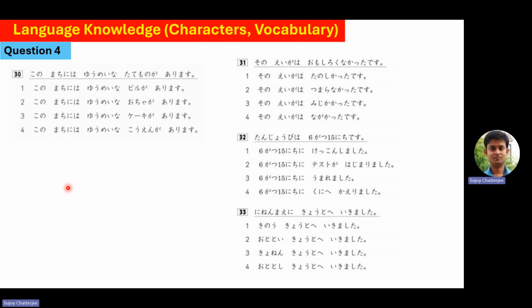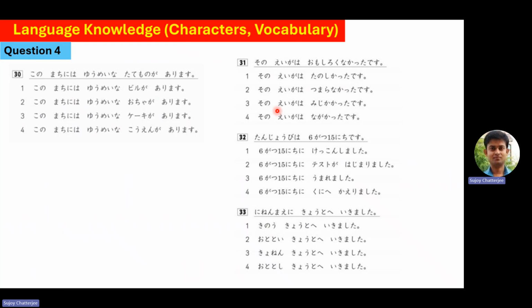Next, from 30 to 33, these are the given questions. So you can try these out. You can pause the video here and you can look into all these three. Very, very easy. And in that way, all these questions from 29 to 33 have to be answered. So this is the fourth question type.